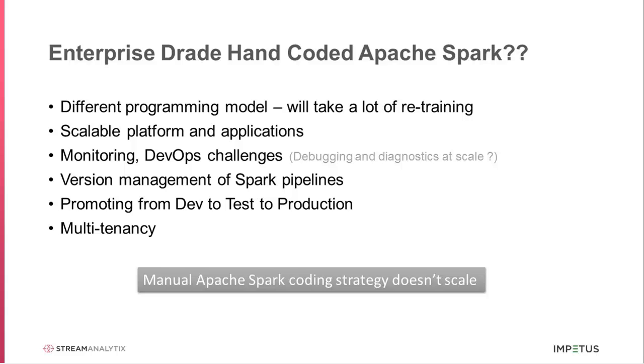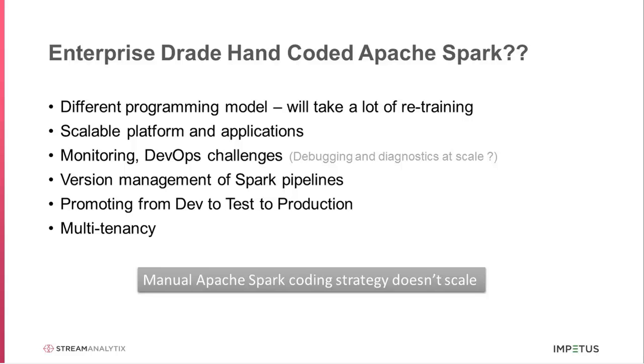Your existing enterprise developers can't simply just come in overnight and start becoming productive. You're not just talking about a hello world program and doing a functional equivalence. You're talking about really building a scalable platform with scalable applications. And the monitoring, the DevOps, the challenges can be pretty intense because when you have an application at scale, you're talking about debugging and diagnostics at scale. You have to do version management of Spark pipelines where developers build version 1 and then you've got to track the difference between version 1, version 2, version 3, and maybe roll back, etc., as needed.